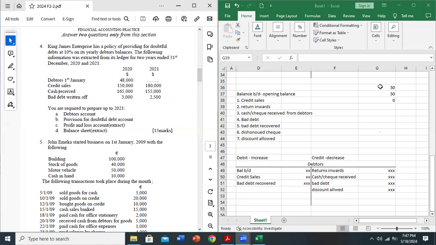Blessing, if you are not clear, let me take my time and give you examples. Are you confused that we are putting it at the credit side?